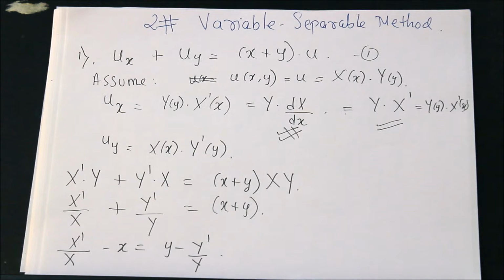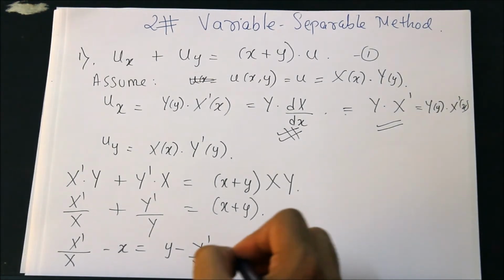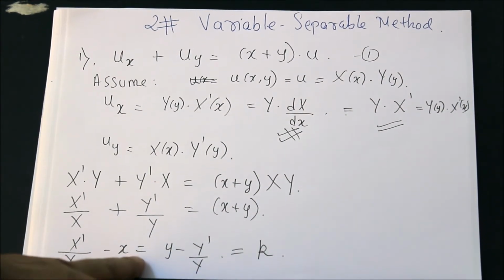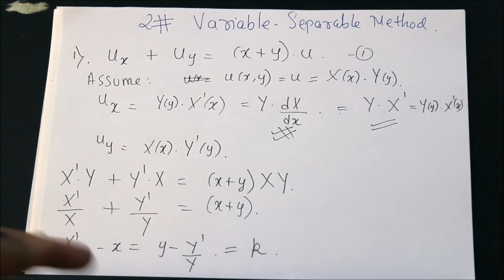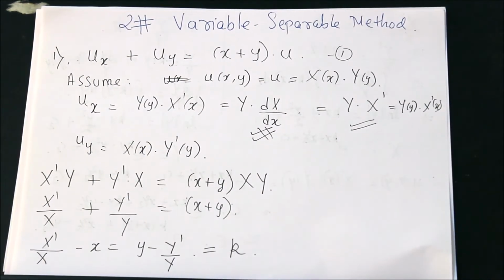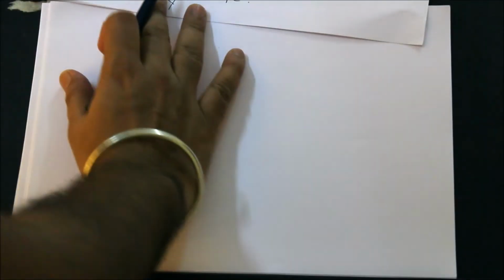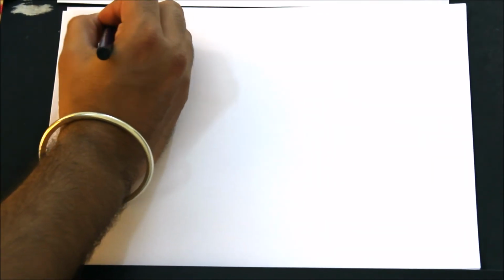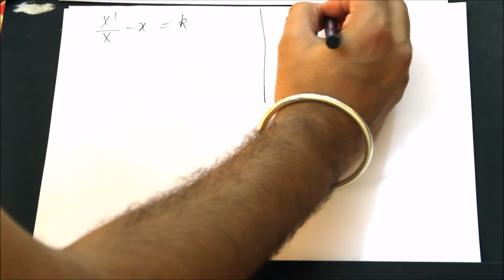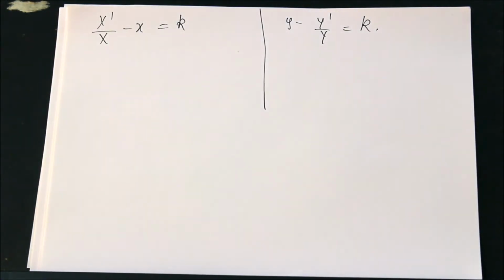Your left hand side is everything in terms of x, your right hand side is everything in terms of y, and I am saying they are equal. So this should be a constant k, because if one side is a function of x and the other a function of y and they are equal, they should not contain the variable, otherwise they won't be equal. So let's solve them one by one. X dash upon X minus x equals k, and y minus Y dash upon Y equals k. These are first order linear differential equations and I can solve them easily.